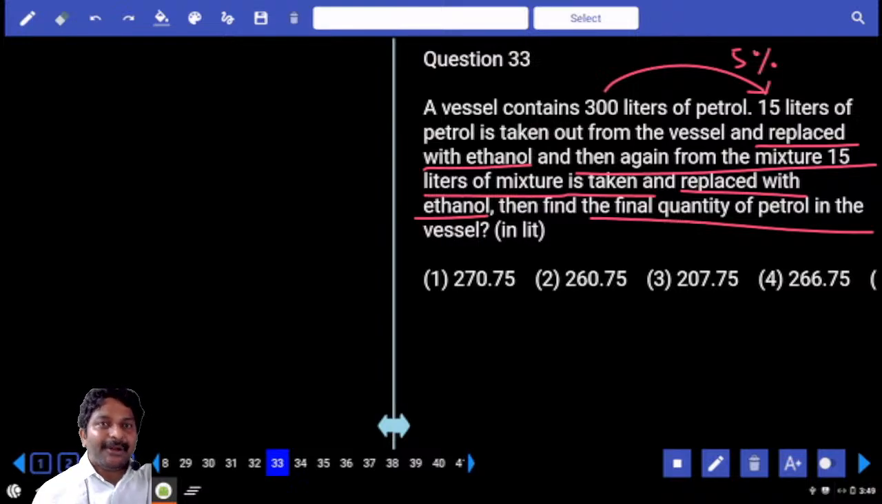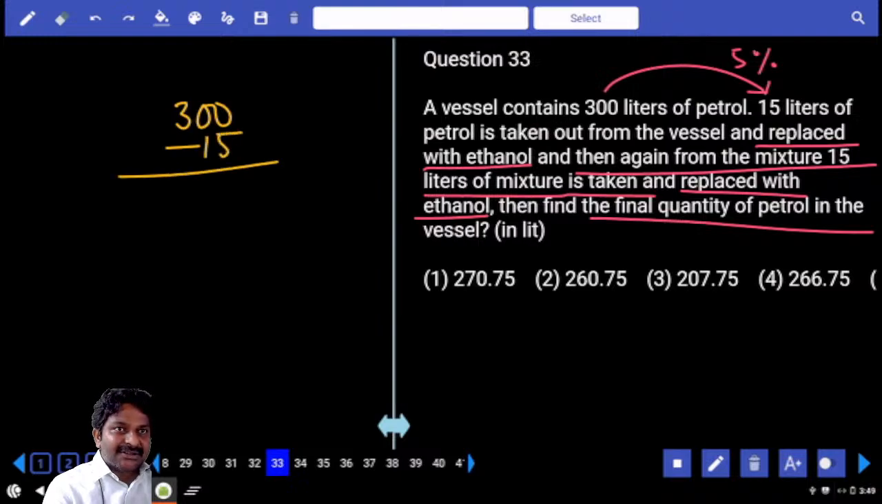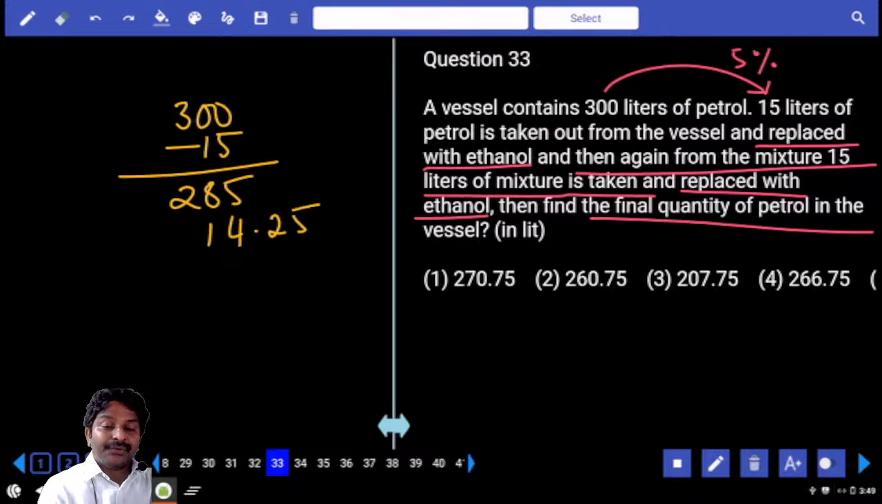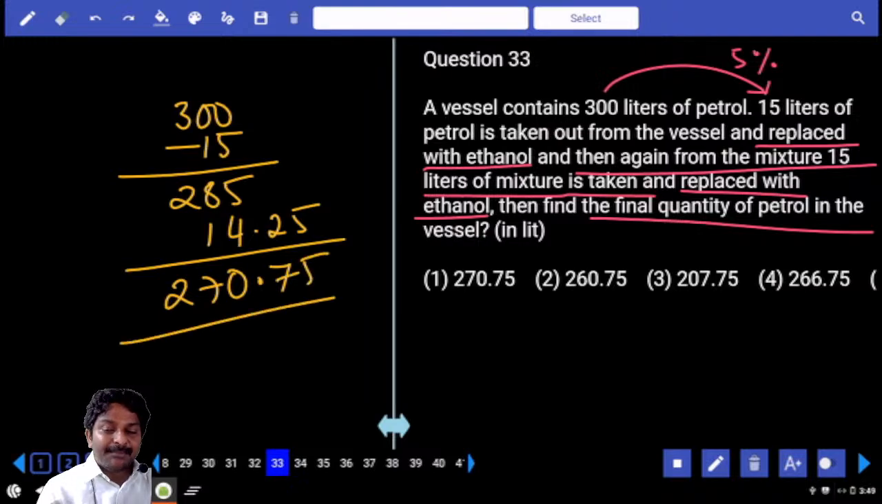Your question is about only petrol, so I'll start taking petrol. Initially we have 300. Every time what percentage is taken out? 5%. First 5%, in the sense 15 liters of petrol is gone. 285 we have. Again 5% is taken out. What is 10%? 28.5. 5% is 14.25. Subtract 15, add 0.75 later. 270. Add 0.75, 270.75. This is the remaining petrol in the vessel.